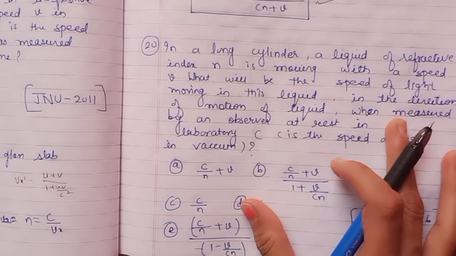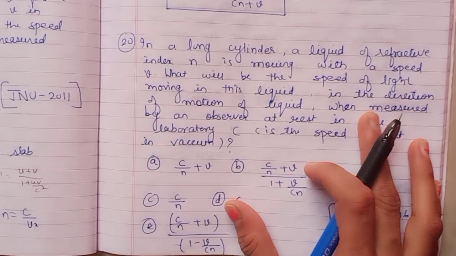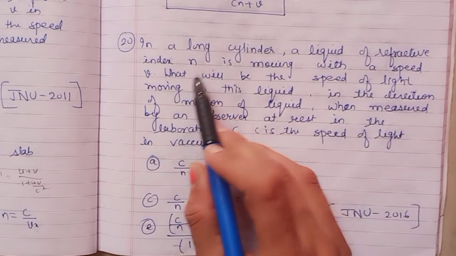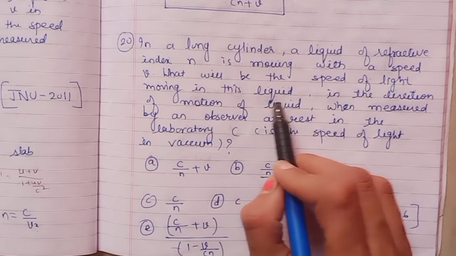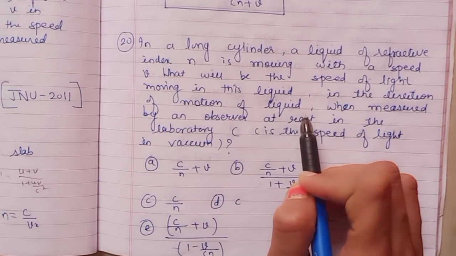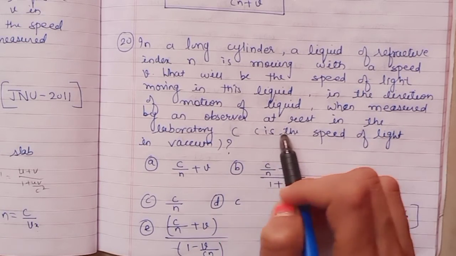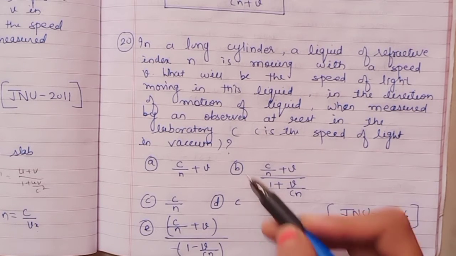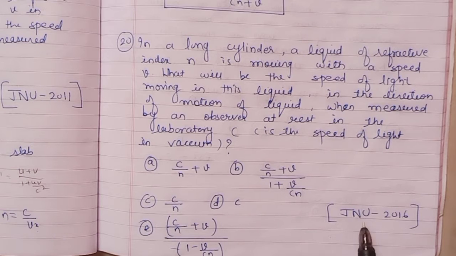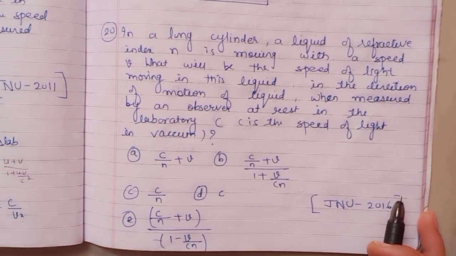Next question. In a long cylinder, a liquid of refractive index n is moving with a speed v. What will be the speed of light moving in this liquid in the direction of motion of liquid when measured by an observer at rest in the laboratory? C is the speed of light in vacuum. And these are the 4 options which are given. This question was asked in JNU 2016. So just understand the pattern.